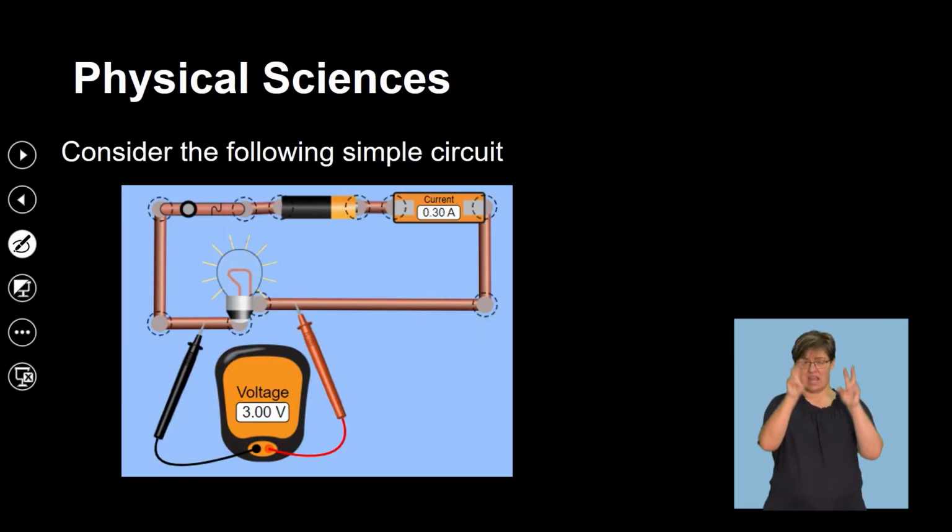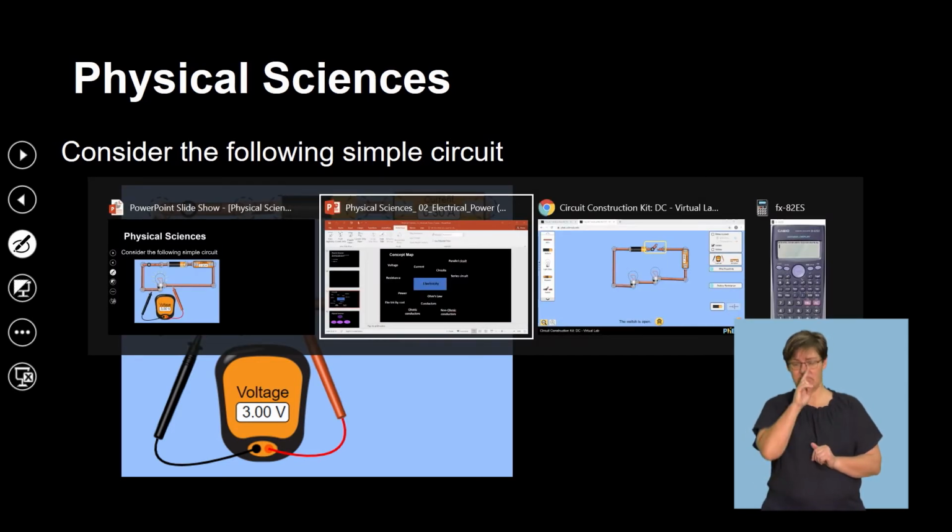Now, let's focus our attention on a simulation to look at a simple example whereby we have a light bulb, and then we're going to vary the voltage from the source, which is the battery, and see how it affects the power in an electrical circuit. Okay. Now, let's go to the simulation.